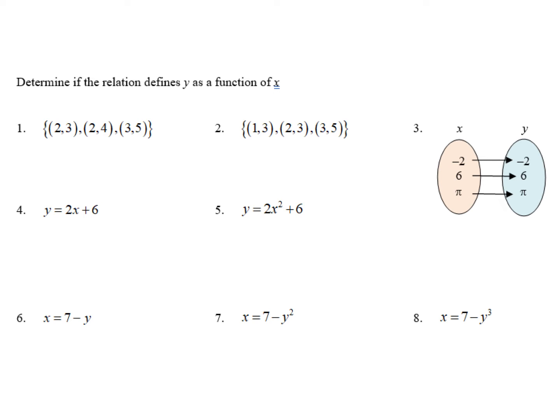When it's a set of ordered pairs, we quite simply look at the x values. So this x value is 2, this x value is 2, and this x value is 3. If you have repeating x values, then you do not have a function. Since I have 2 points that share the same x with different y's, this is not a function.